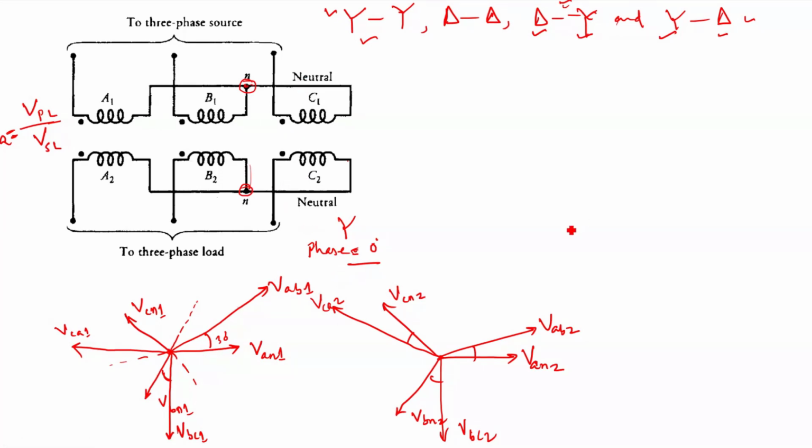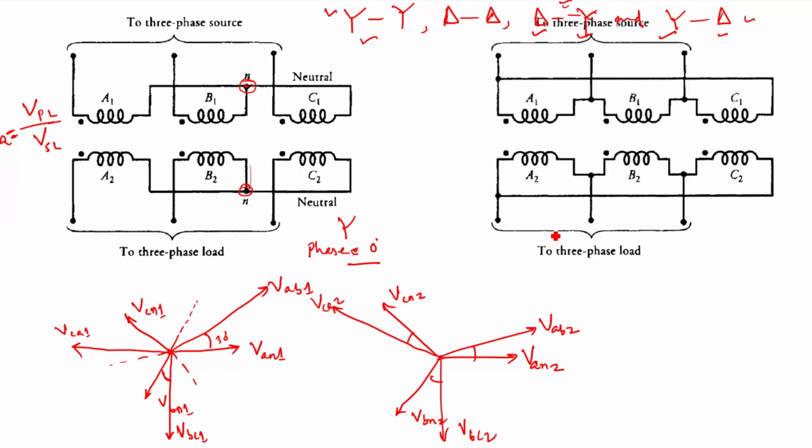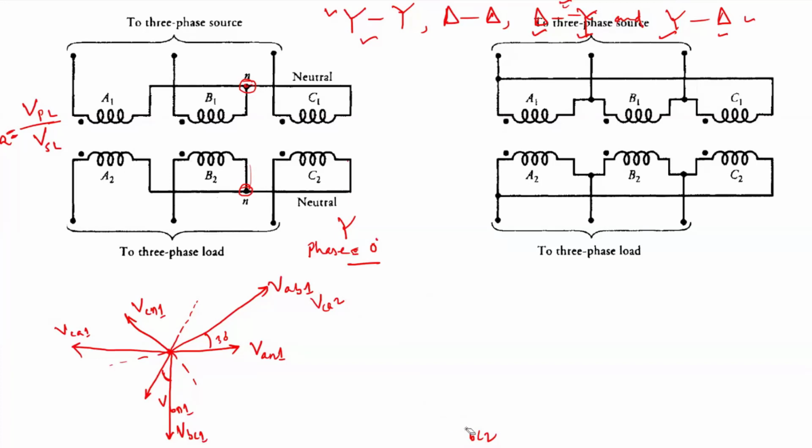Similarly, if we go for a delta-delta connection, now let me erase this. For the delta-delta connection, if I plot the same, for a delta connection we know the phase voltage is equal to the line voltage, right? So the phase voltage is equal to the line voltage.